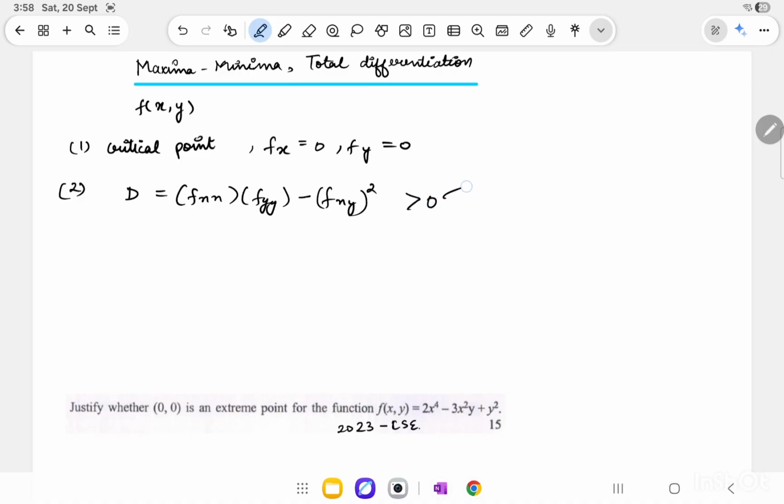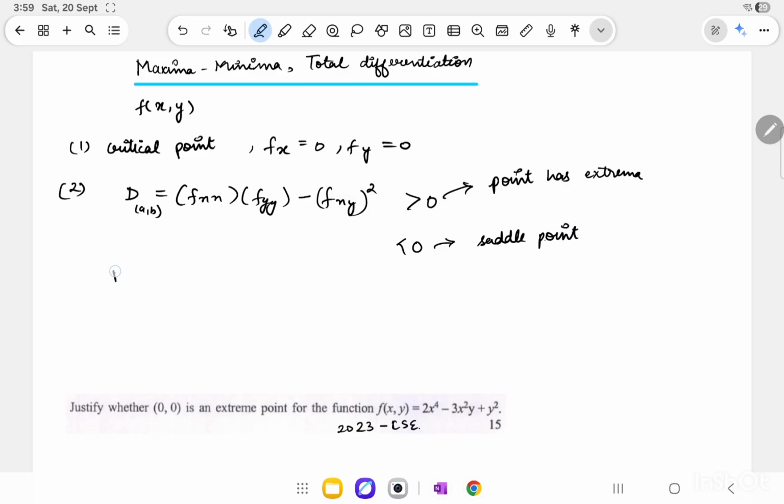If it is greater than 0, then the point has an extrema. We check it at the point (a, b). Suppose we got (a, b) as a critical point, then we check the sign of D. If D turns out to be greater than 0 at that point, then the point has an extrema. But if D turns out to be less than 0, then it has a saddle point at that point.